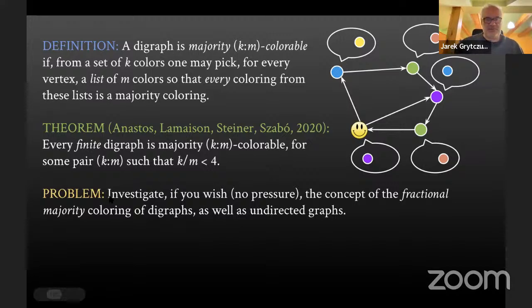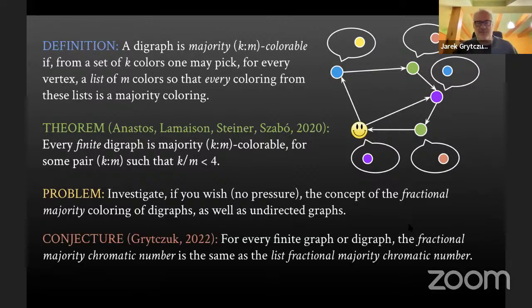Okay, so now I'm trying to state some problem, that maybe it would be nice to study such a fractional version of majority coloring. Now I'm stating some conjecture that maybe the least fractional majority is the same as the fractional majority. These conjectures and problems are natural analogs of what was studied in the usual traditional proper colorings of graphs, versions of list, fractional, and so on.